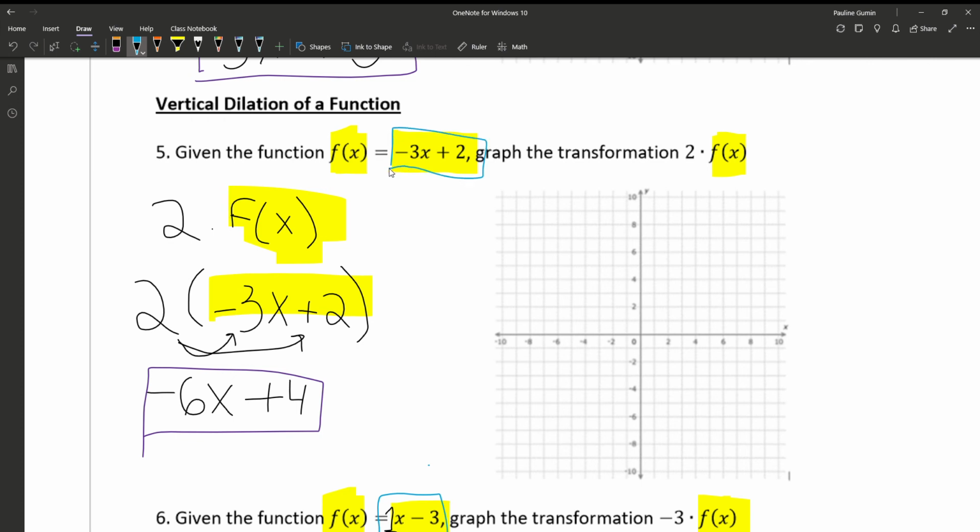Okay, let's begin with the original graph. It starts at 2, that's where our y-intercept is. Our rise over run, our average rate of change, is -3/1, which means we're going to go down 3 spaces and to the right 1 space. And we have our line. Well, that didn't work. Let's try that again. All right, well, we'll just use our imagination that I drew that perfectly.